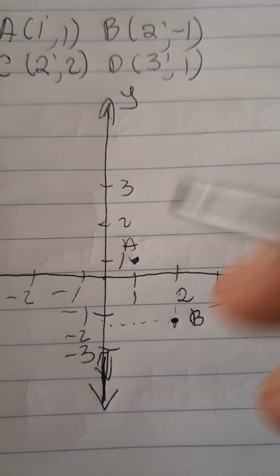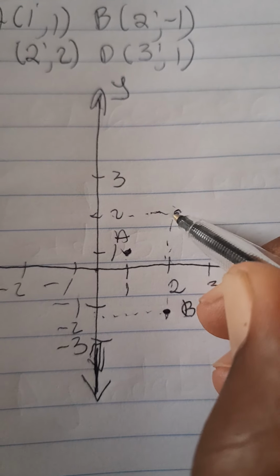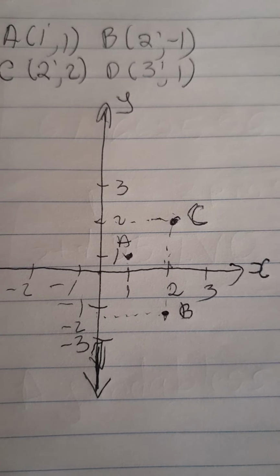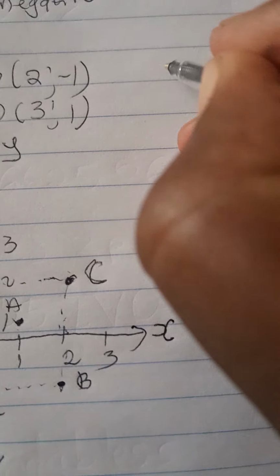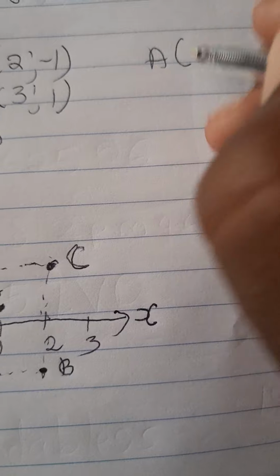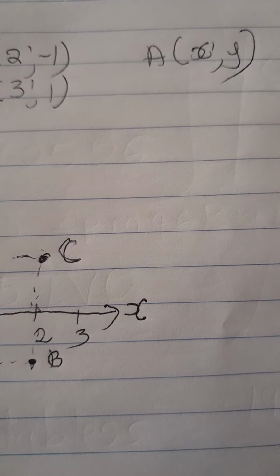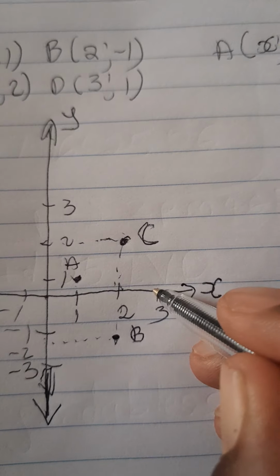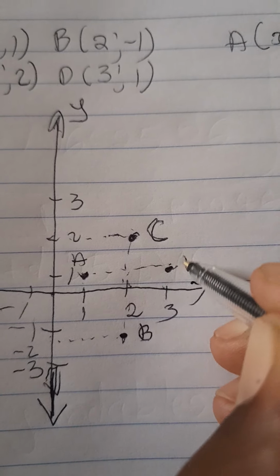Let's plot C. See, your x value is here and your y value is here, so definitely our C will be here, (2, 2). Let's plot our last coordinate. What is a coordinate? A coordinate consists of x and y. That is what is called a coordinate, or what we call an ordered pair. Let me plot D. D is (3, 1), it's here, so this will be D.